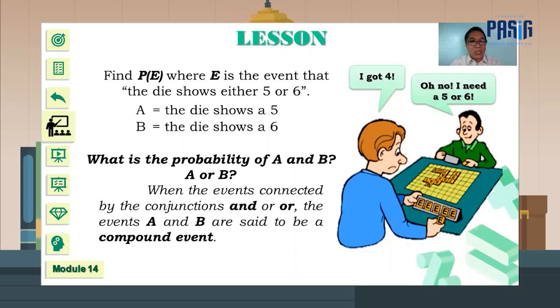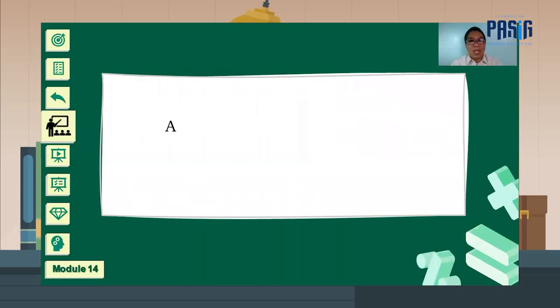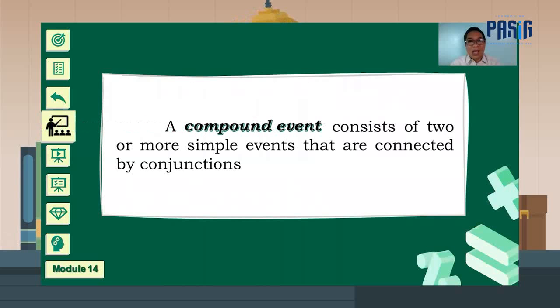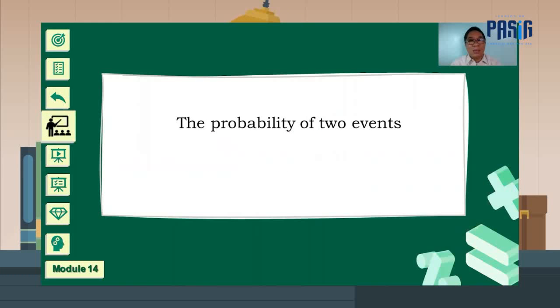When events are connected by the conjunctions and or or, the events A and B are said to be a compound event. A compound event consists of two or more simple events that are connected by the conjunctions and or or. The probability of two events.